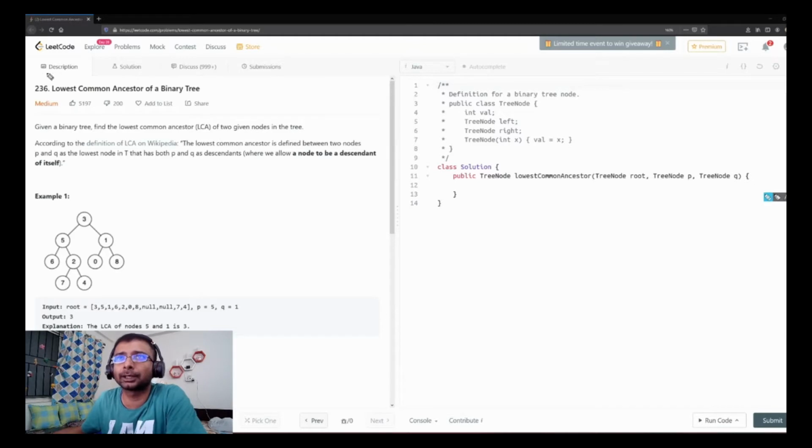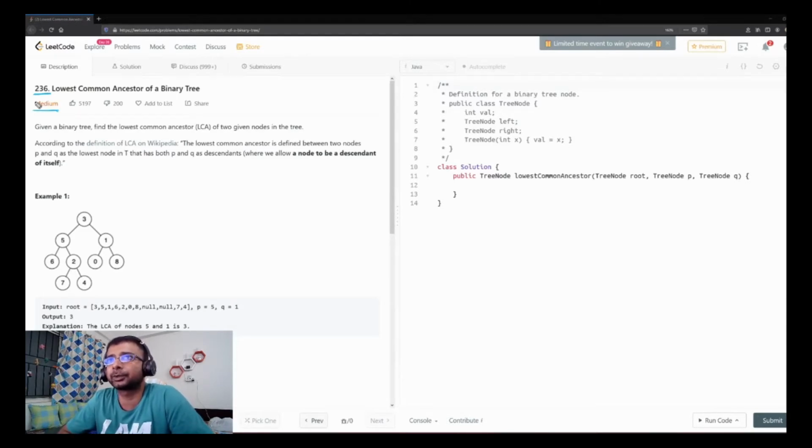So today we are going to solve another medium problem from Leetcode. The problem number is 236. The name of the problem is lowest common ancestor of a binary tree. A very common interview question. So let's look at the description of the problem.